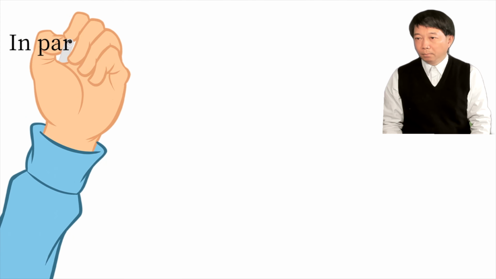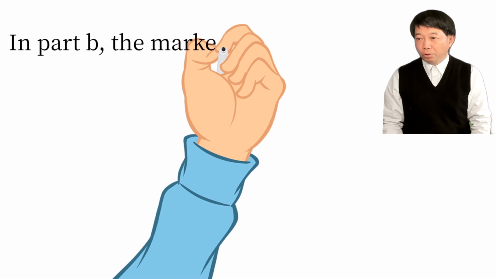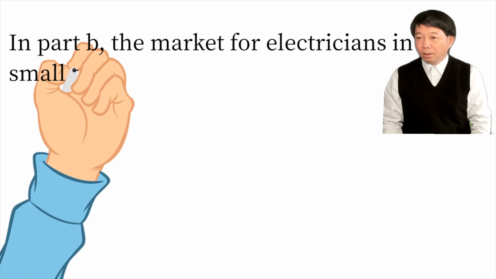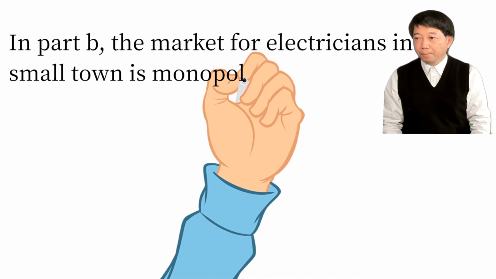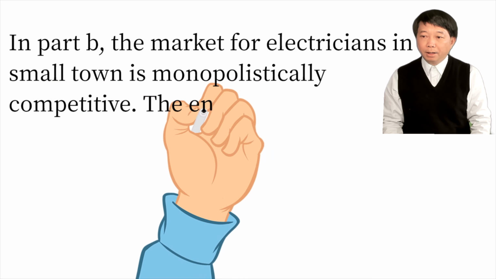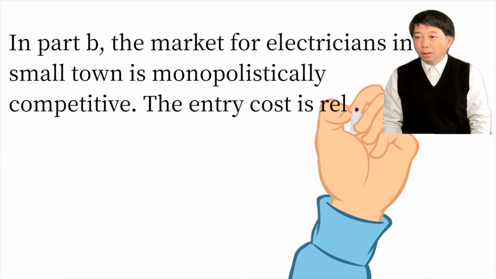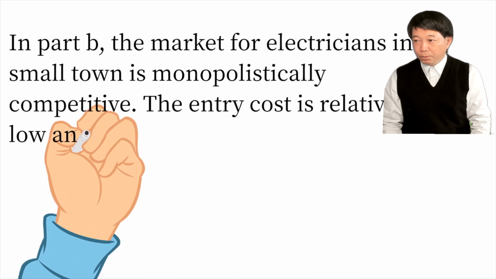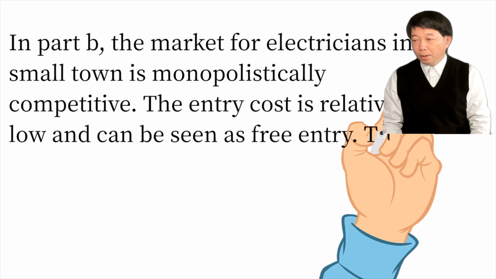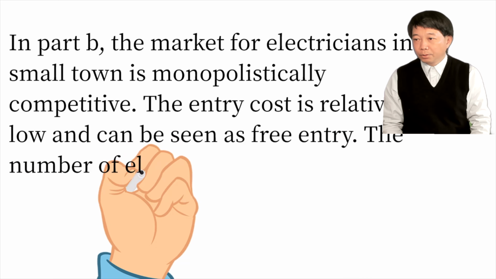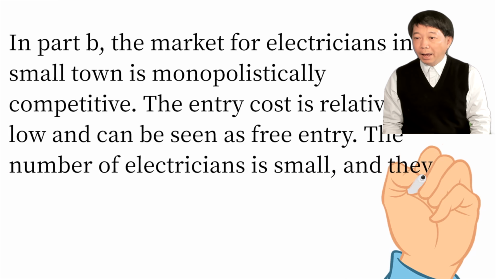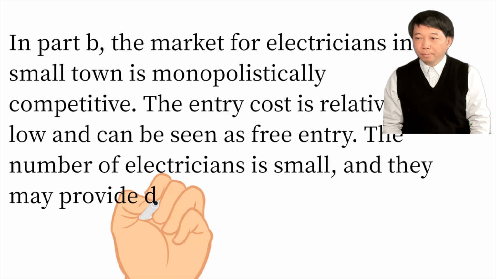In Part B, the market for electricians in a small town is monopolistically competitive. The entry cost is relatively low and can be seen as free entry. The number of electricians is small, and they may provide differentiated service. So they face a downward sloping demand curve. They are also price setters.